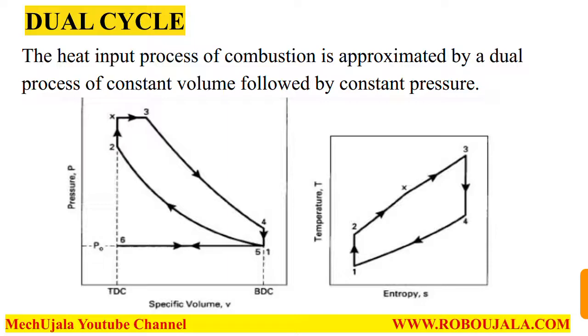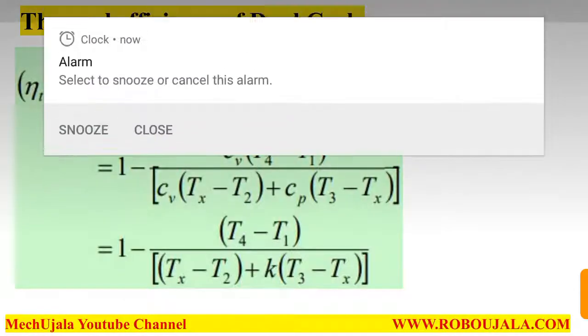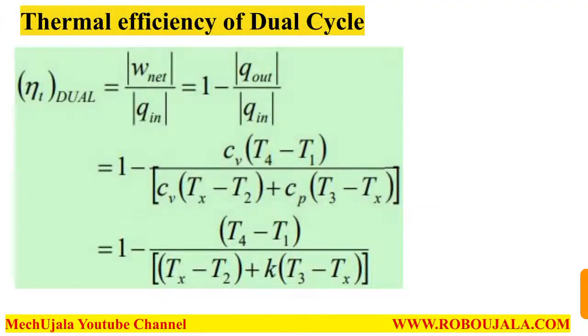So how can we calculate the efficiency of the dual cycle? Here we have to use this formula, 1 minus Q output by Q in. We are getting Q output, heat output, at constant volume, so we will get Cv (T4 minus T1) by, but we are getting heat input at constant volume and constant pressure, then we will get this relation. Now by putting all of these values, we can calculate the efficiency of the dual cycle.